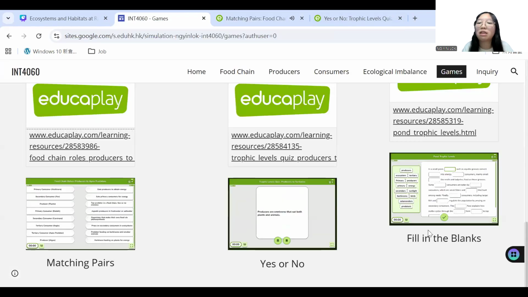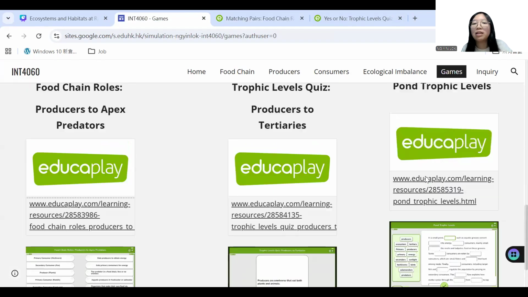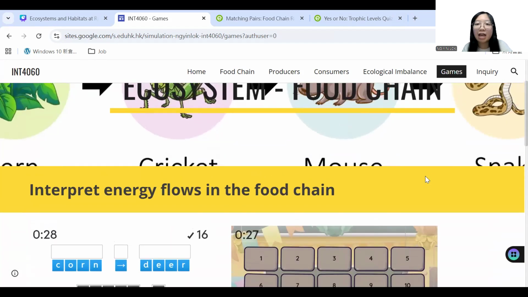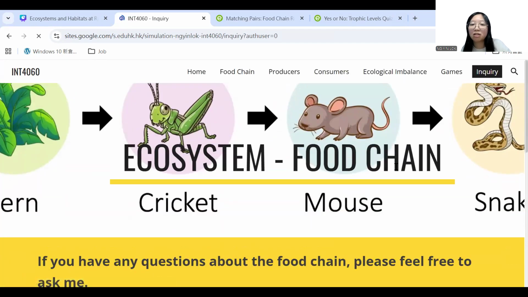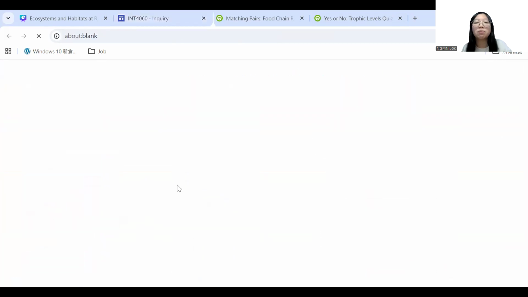These are just different games, 3 games: matching pairs, yes or no, and more. Then I changed some of the questions after the AI generation. The main part is the inquiry that the bot mentioned before.